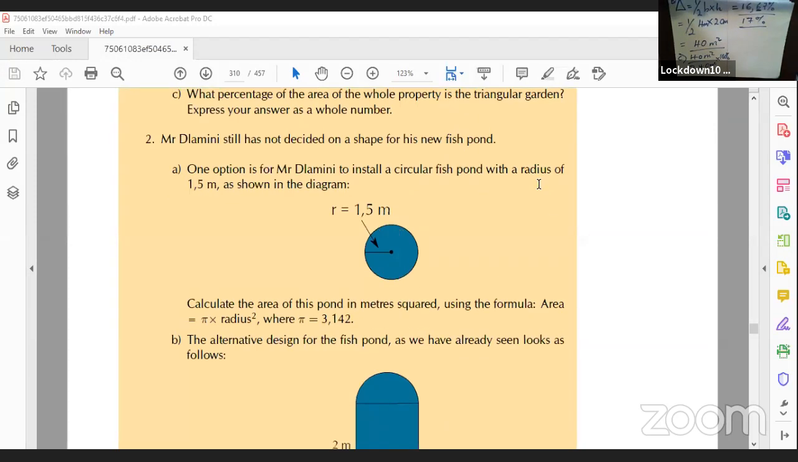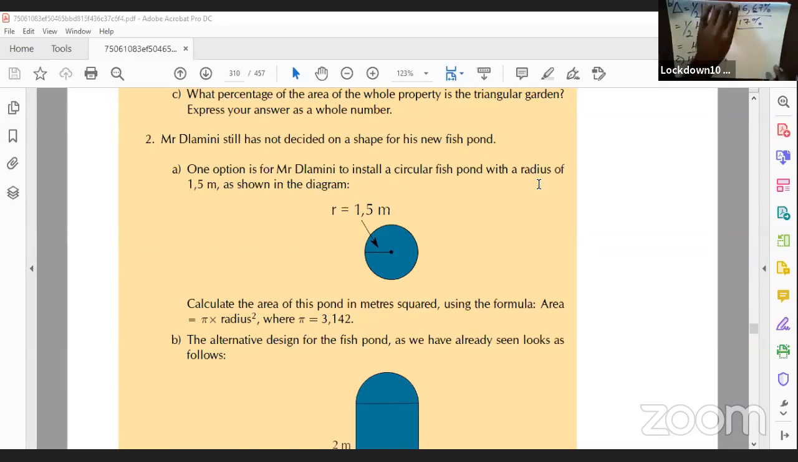Question number two is saying, Mr. Lamini still has not decided on a shape for his new fish pond. Item number A. One option is for Mr. Lamini to install a circular fish pond with a radius of 1.5 meters as shown in the diagram. Calculate the area of the pond in meters squared using the formula pi times r squared, where pi is equal to 3.142.